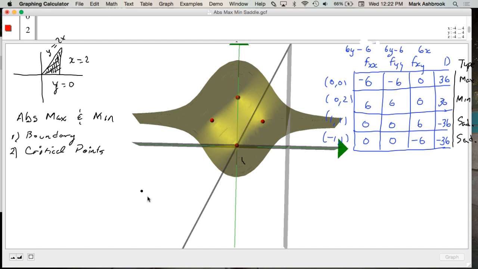So we're going to make a list of possible candidates for absolute max and absolute min. And those candidates are going to come from the boundary, and they're going to come from critical points. So these are candidates for absolute max and min. And so, do we have any right off the bat?